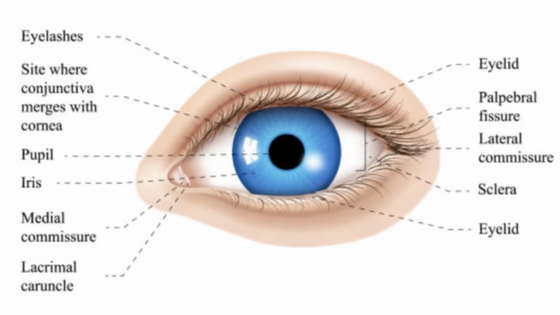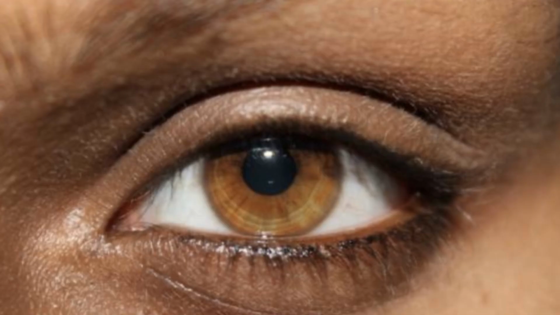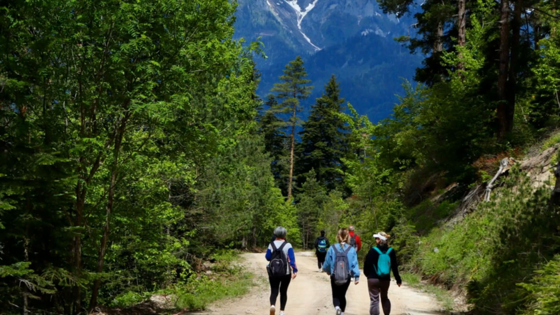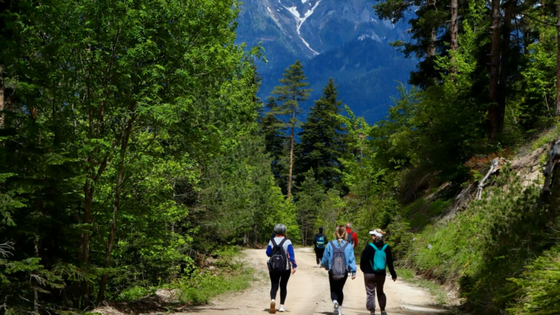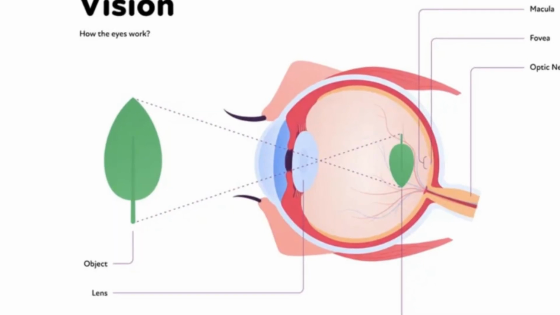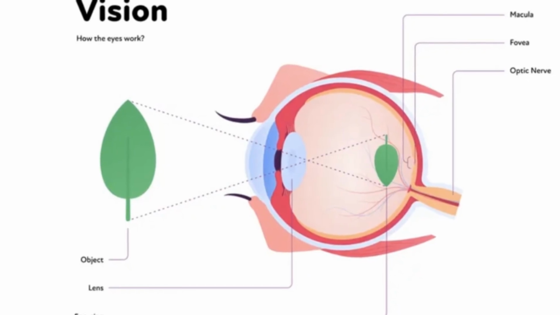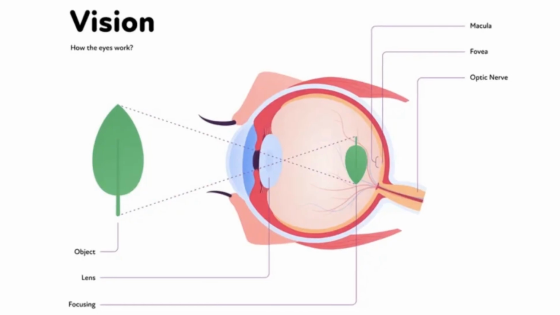Today we will talk about special sense eyes and its external structure. The eyes are one of the special senses. The eyes are the sense organs for sight, allowing people to see colors, shapes, and movements in the world around them. Its primary function is to gather and focus light to create an image, which is then converted into electrical signals that the brain interprets as sight.